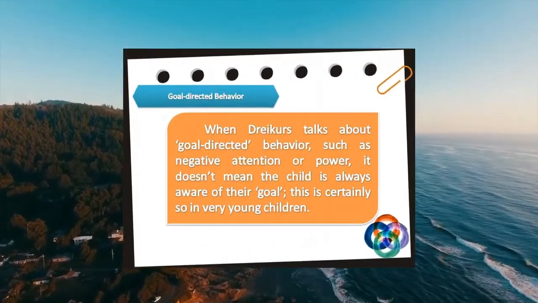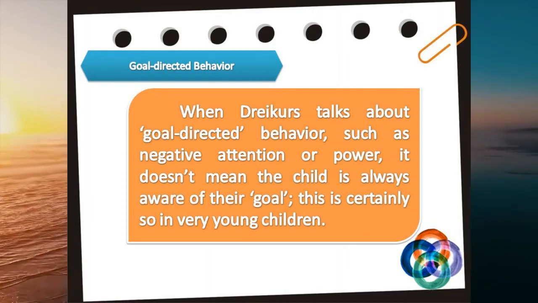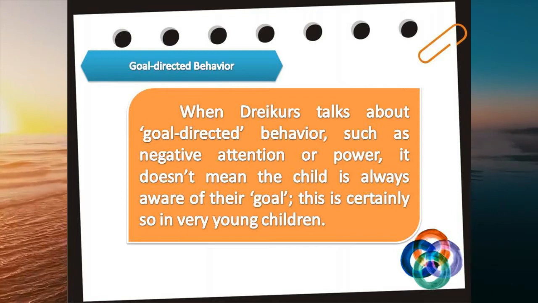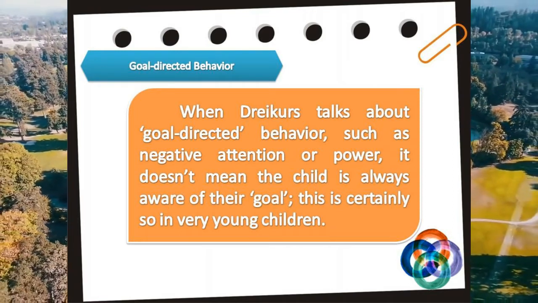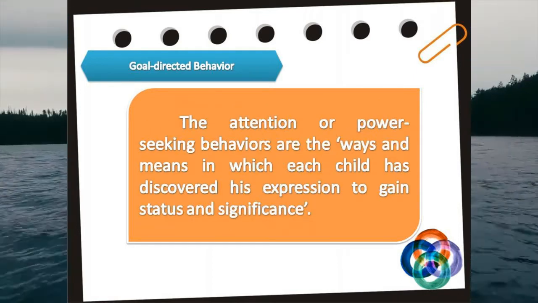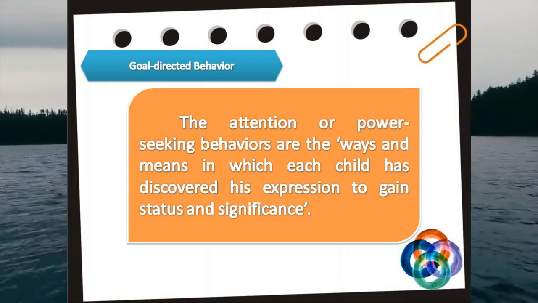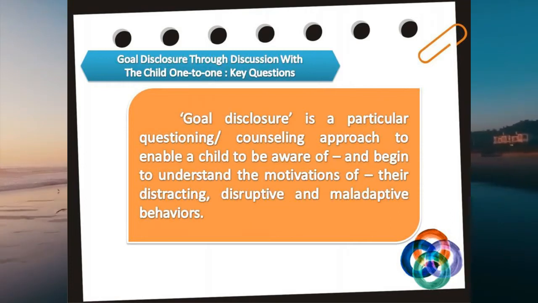Let's check out these important notes from Dreikurs. First, goal-directed behavior. When Dreikurs talks about goal-directed behavior, such as negative attention or power, it doesn't mean the child is always aware of their goal. This is certainly so in very young children. The attention or power-seeking behaviors are the ways and means in which each child has discovered his expression to gain status and significance.